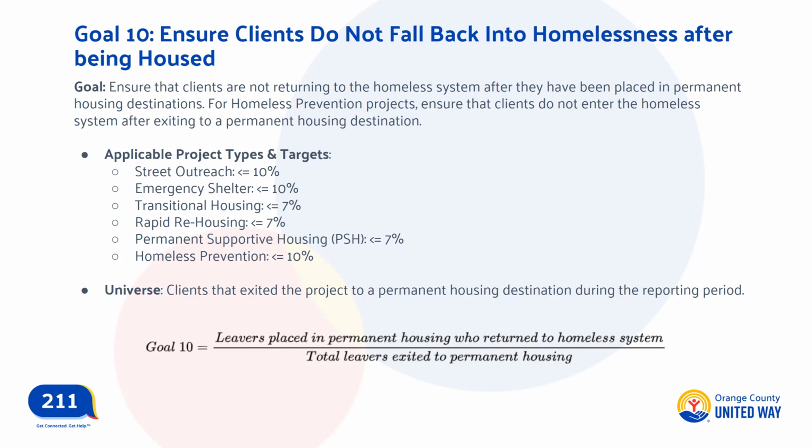So street outreach is less than or equal to 10%, as well as emergency shelter and transitional housing, rapid rehousing, and permanent supportive housing is all less than or equal to 7%, and homelessness prevention is less than or equal to 10%. So it's going to look at clients that exit the project to a PH destination during the reporting period. Similar to our other goals, we also have a visual listed below to demonstrate how this is calculated. So it's going to look at leavers placed in permanent housing who return to homelessness over total leavers.